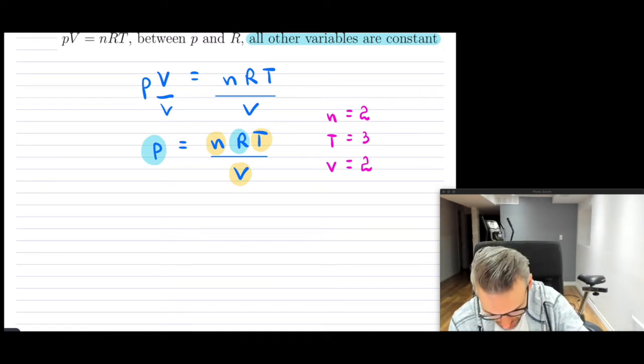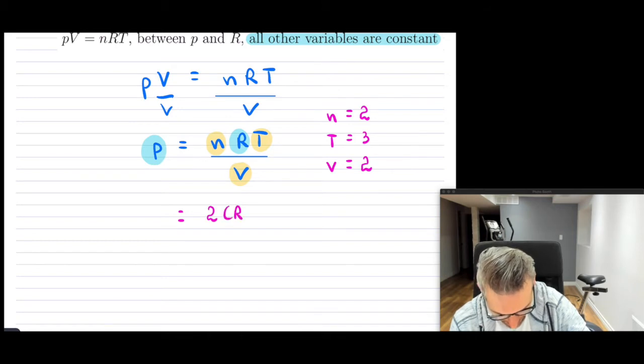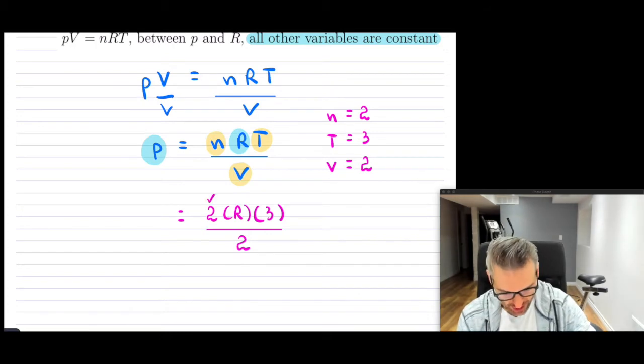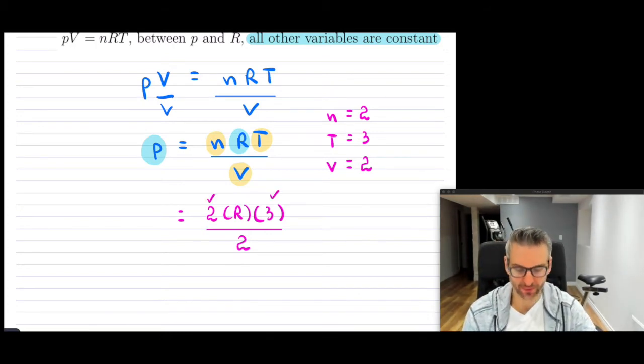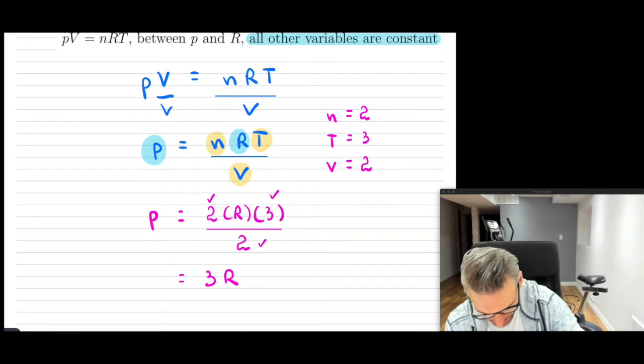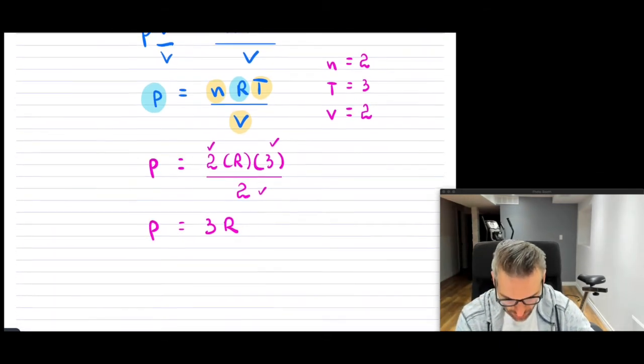If I would substitute that in, I would get 2, right? So I have my R. T would have been 3 all over 2, which would have been my V. Now, that means I can actually compute this, right? Because 2 times 3 is 6, and 6 divided by 2 is 3. So my new formula would have looked like this.